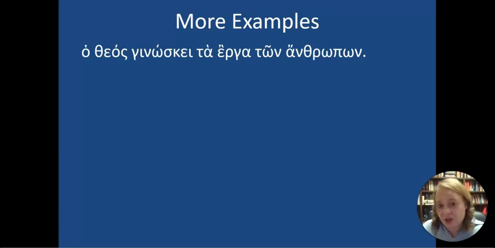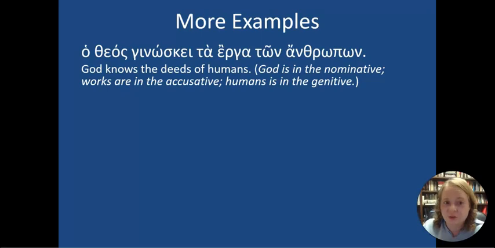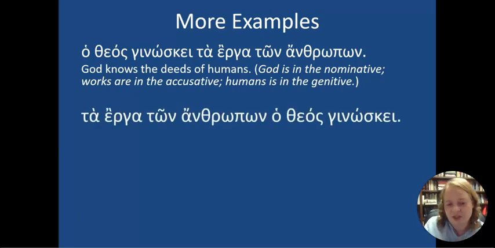Ta erga ton anthropon. The works of humans. God knows the deeds or the works of humans. God's in the nominative, works in the accusative, humans is in the genitive. But I'm telling you, if you can find the subject, it's going to really make everything else flow. Now, as always is the case, it doesn't mean that it has to be in this word order. That's very typical for us.